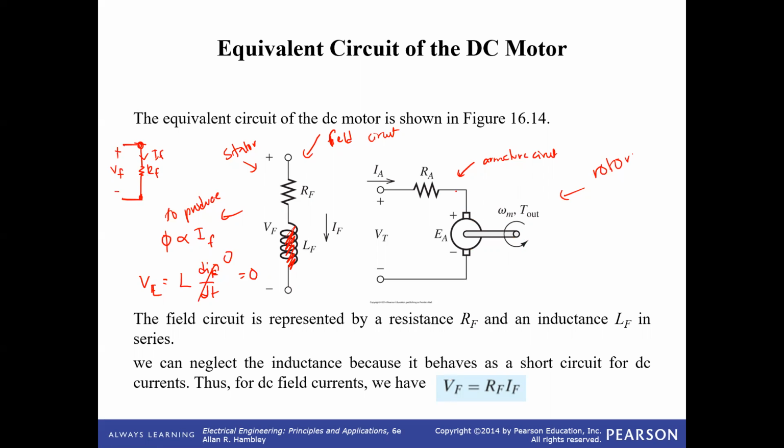For the armature circuit, we also have an inductor LA here. But for the same reason, in steady state there is no change of current, so the voltage across the inductor can be ignored. So that's why we can take out the inductor here. The effect of the inductor is very minimal. So for the armature circuit, we have only the resistance RA and EA. This EA is what we call the back EMF, and it is proportional to the speed of the motor.